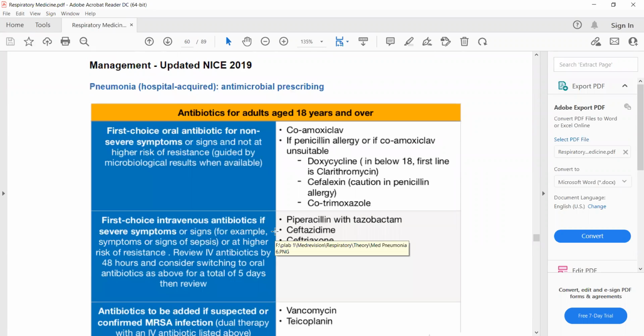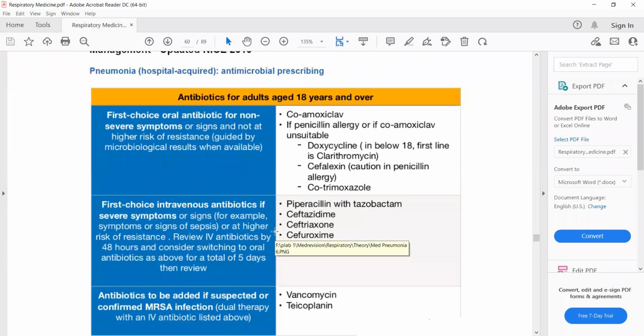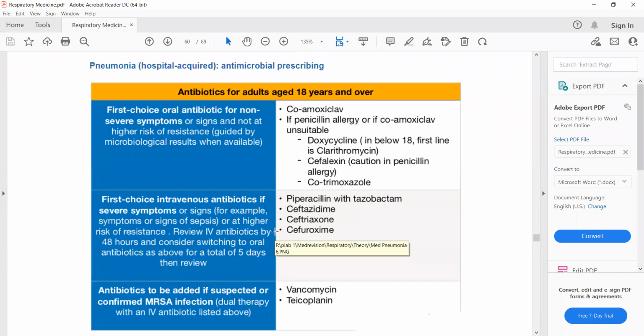Now, what is the management of pneumonia? First of all, we are going to discuss hospital acquired pneumonia. The management of hospital acquired pneumonia is different from community acquired pneumonia. So the first choice of oral antibiotic, if the person has developed hospital acquired pneumonia, is co-amoxiclav, that is Augmentin. And if the person is allergic to co-amoxiclav or penicillin, then we'll use doxycycline in patients who are 18 years or above, and clarithromycin in patients who are less than 18 years of age. Cotrimoxazole can also be used.